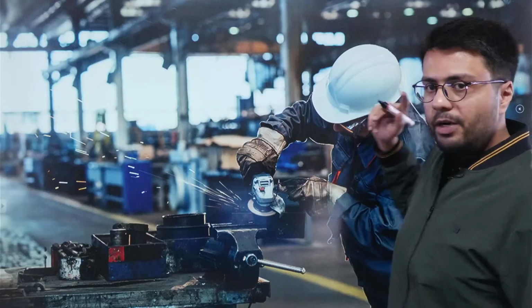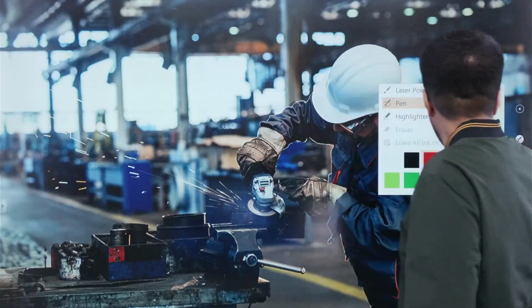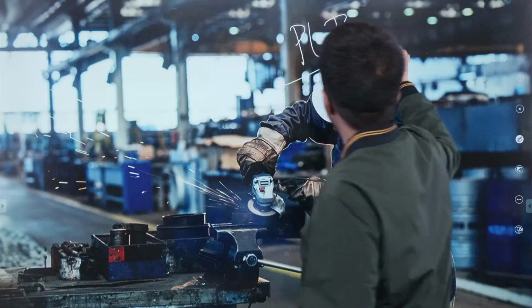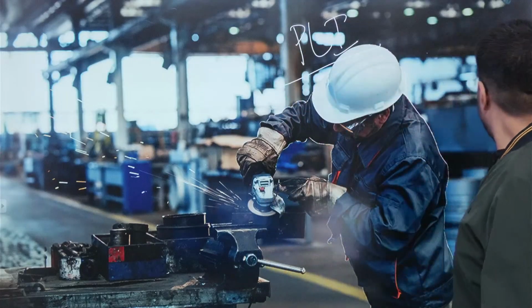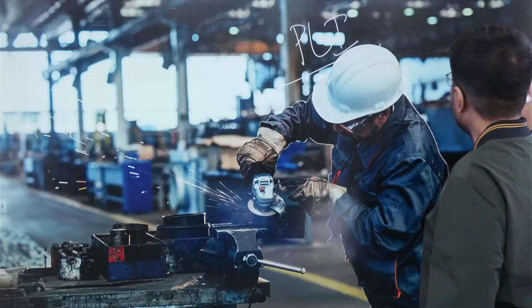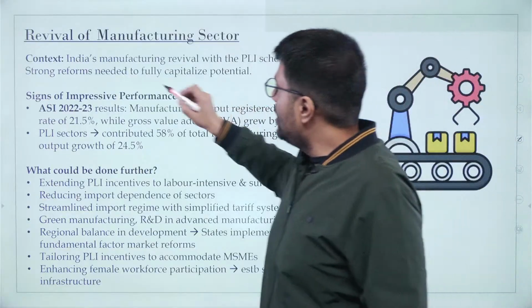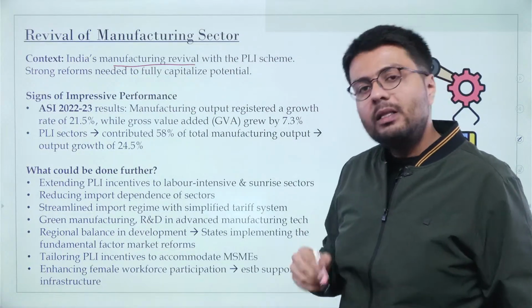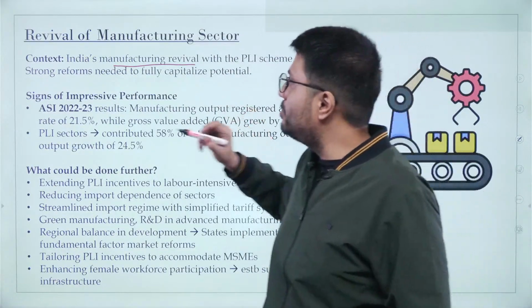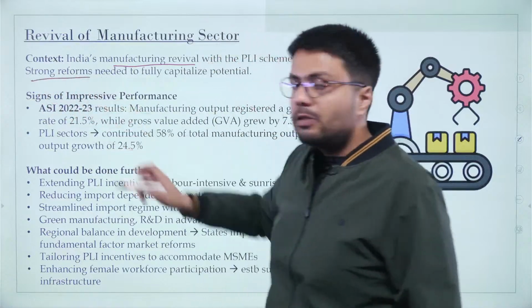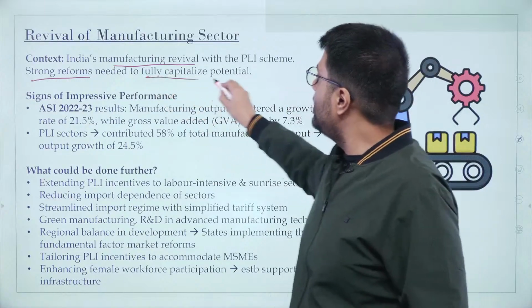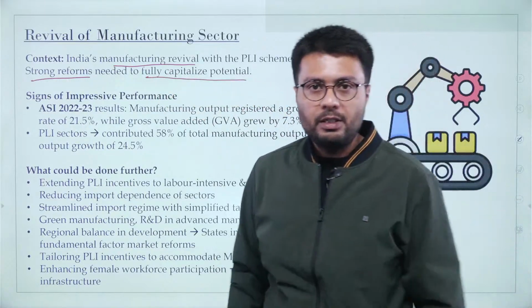Now, as I already told you, India's manufacturing sector has grown by leaps and bounds in last few years, primarily due to a scheme called Production Linked Incentive Scheme. Now, this Production Linked Incentive Scheme has revived India's manufacturing capacity. However, this article states that despite such measures, strong reforms, especially by the state governments, are needed to fully capitalize on India's potential in the manufacturing sector.